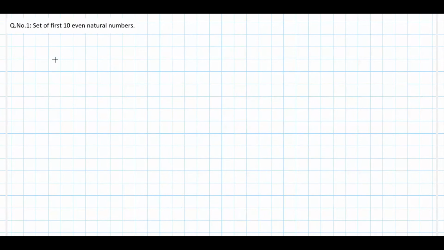The first question here: the set of first 10 even natural numbers. So what are the first 10 even natural numbers in tabular form? 2, 4, 6, 8, 10, 12, 14, 16, 18, and 20. So these are the elements, comma separated, and we keep them in a curly bracket. And this is tabular form.